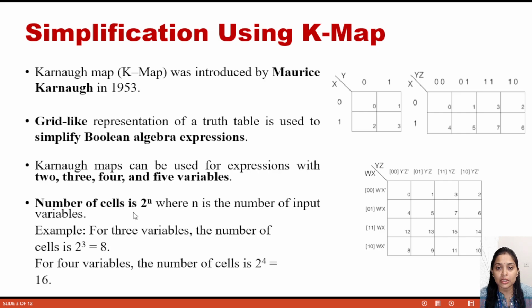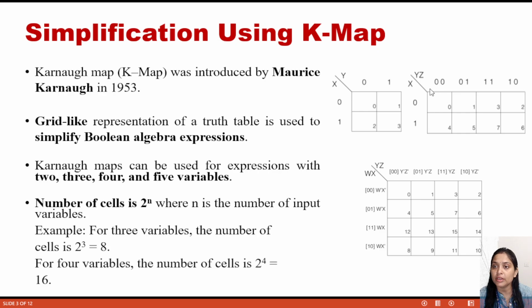The number of cells is 2 to the power n, where n is the number of input variables. Here I have given 2 examples. First I have taken 2 variables, so n equals 2, that means x and y. The number of cells is 2 to the power n, that means 2 to the power 2, that means 4 cells: 0, 1, 2, 3.